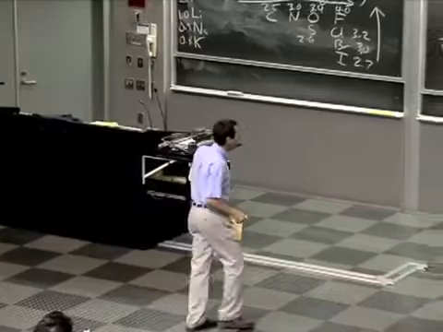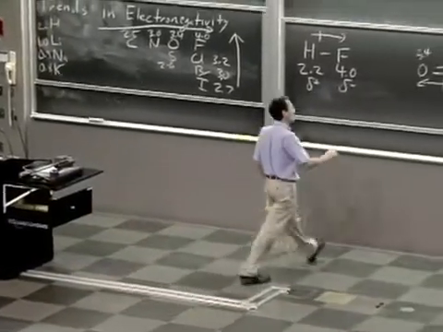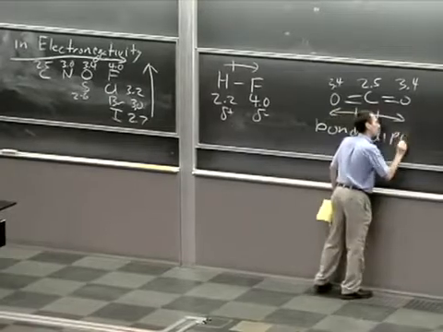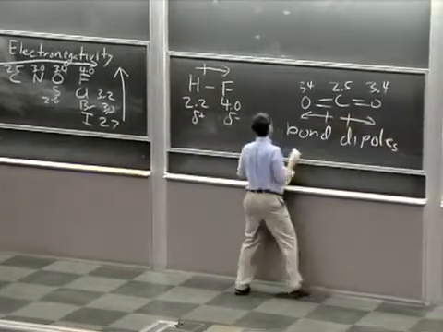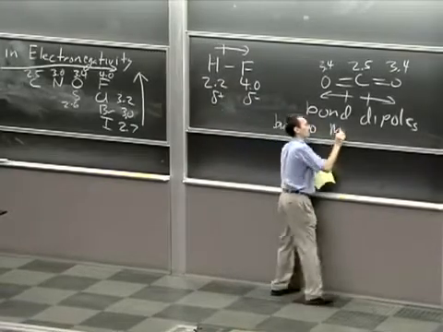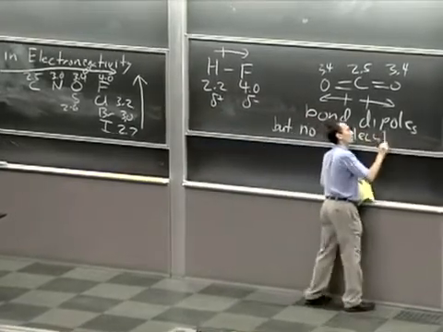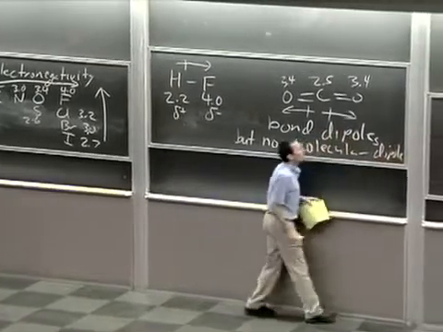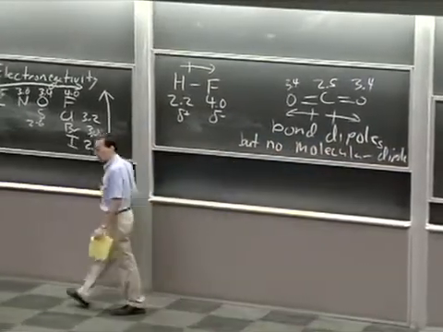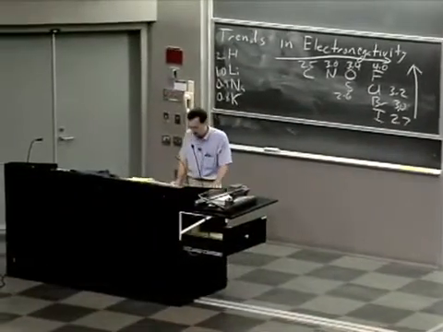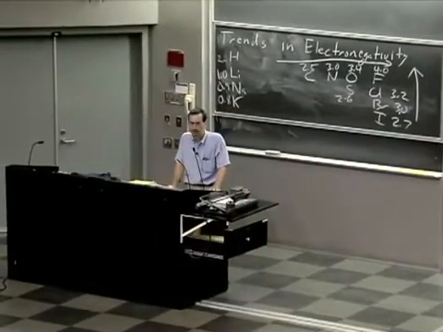They cancel. Right, exactly. So we have bond dipoles, but no molecular dipole. So hydrogen fluoride is a polar molecule. Carbon dioxide is a nonpolar molecule.